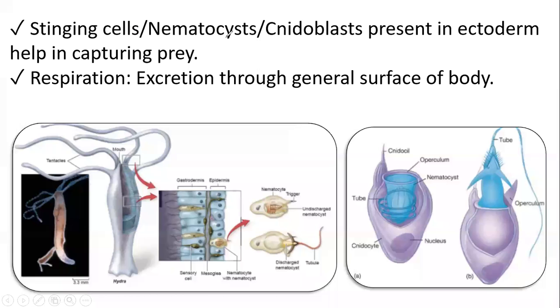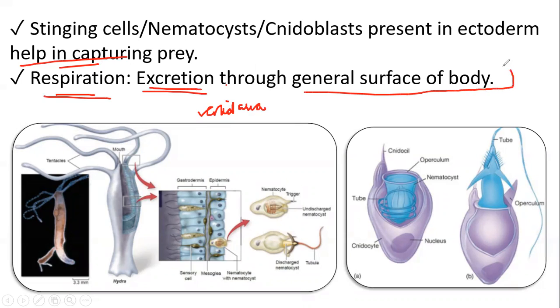Stinging cells, nematocysts or cnidoblasts, are present in the ectoderm and help in capturing the prey. We told that Coelenterata is known as Cnidaria due to the presence of cnidoblasts, and their function is to help in capturing prey. Then respiration and excretion are done through the general body surface. Clear with that?